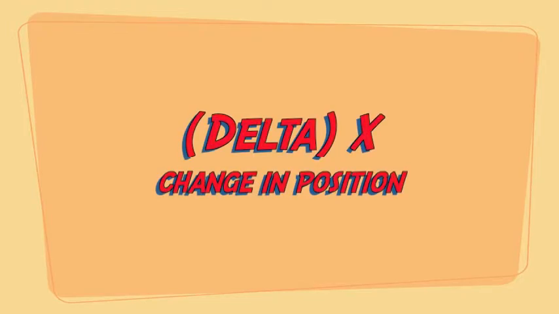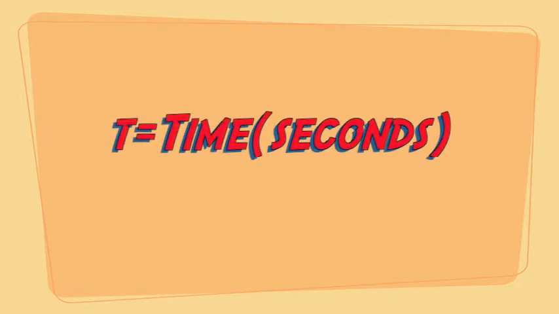Delta x, or change in position, is defined as the change from a starting point to an ending point. If your starting point and ending point are the same position, you have no change in position. It's the difference between the end position and starting position. t equals time, and the unit is seconds. It can be defined as time elapsed during a velocity being studied.